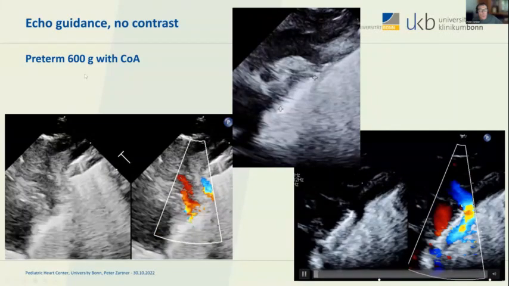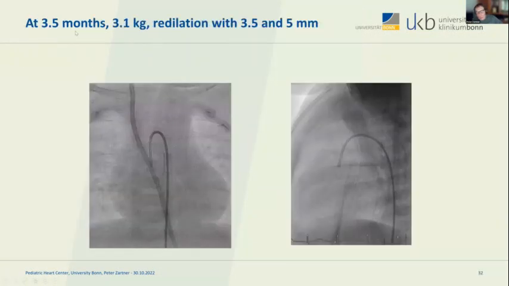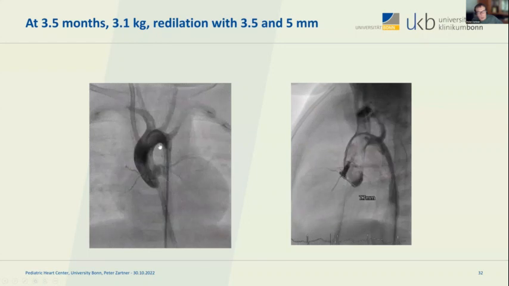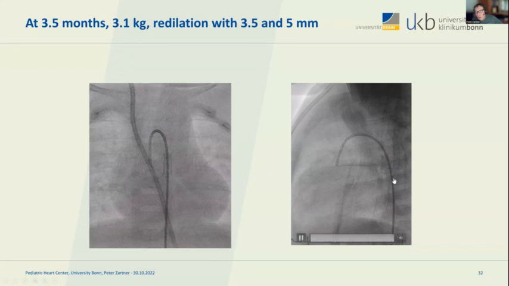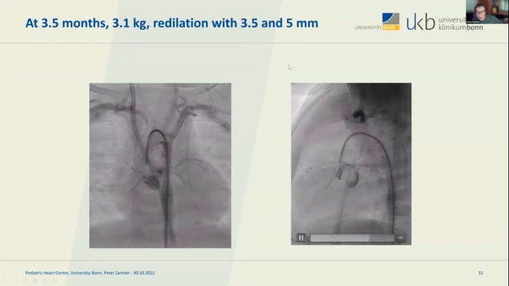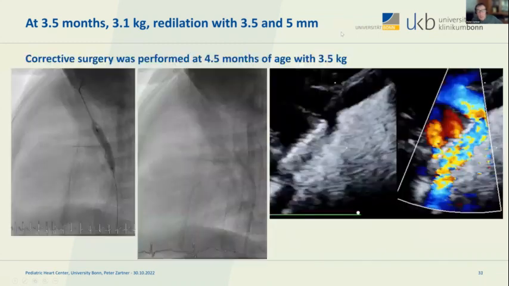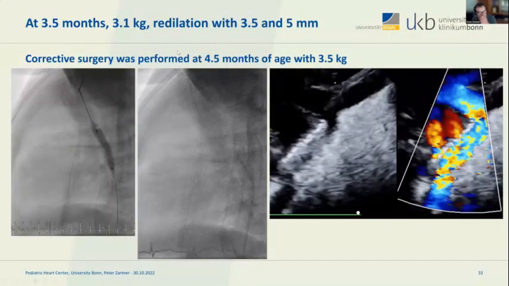And we did a recath after 3 months. And the stent is still doing fine. The coarctation was still good, and we did redilation with 5 millimeters, and 4 weeks later the patient was operated on, and there was end-to-side anastomosis performed.